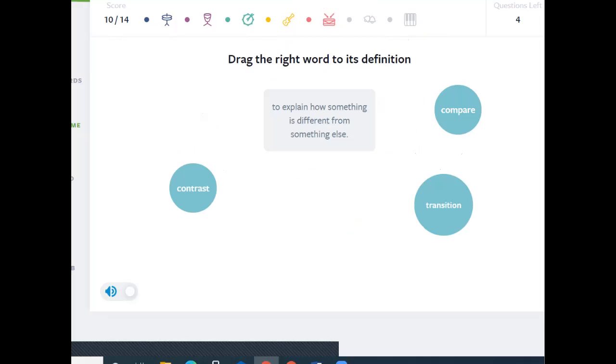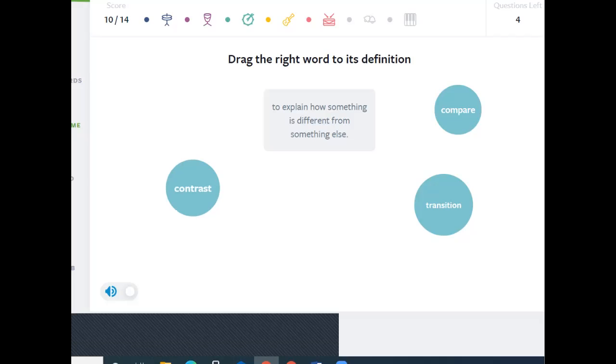More instruments. Drag the right word to its definition to explain how something is different from something else. We have compare, transition, or contrast. I'm going to go to my notes, read my definitions, and find out which one it is. Word number one is compare, to explain how something is similar. Oh, that's not the same. So the next word, contrast, to explain how something is different to something else. Oh, you're right. We're going to contrast when we talk about how something is different.